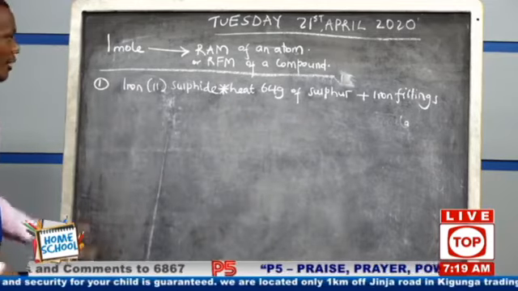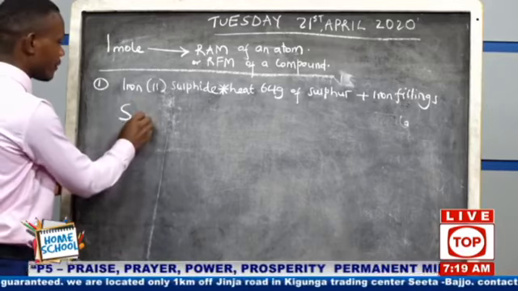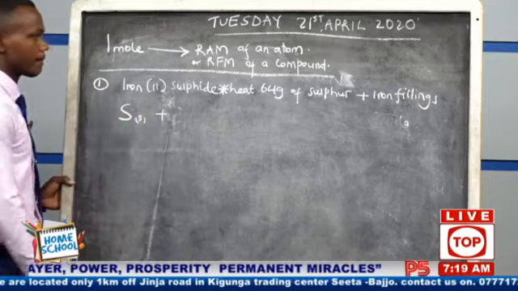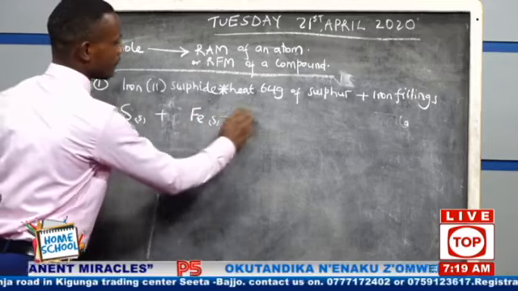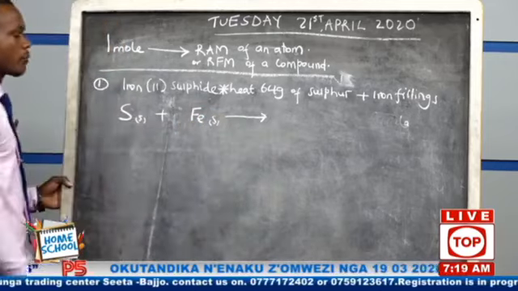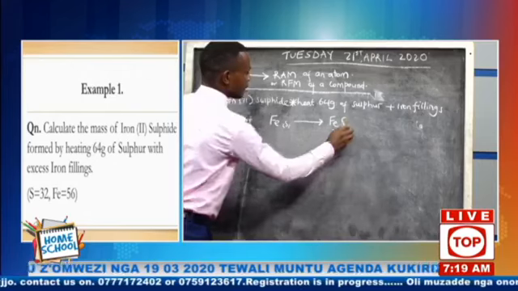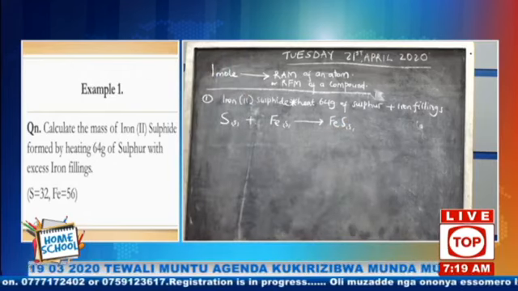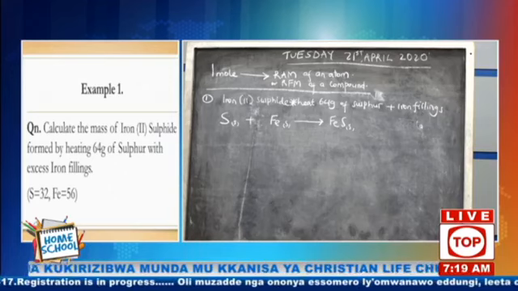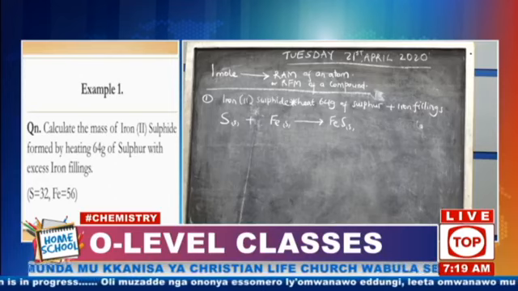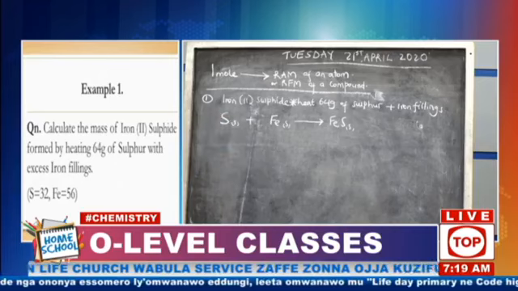That means the reactants we have sulfur, which is S, and it is a solid. You add iron, which is a solid. You get iron 2 sulfide. First look at the equation. Is it correct on your side? You have to begin with the equation.